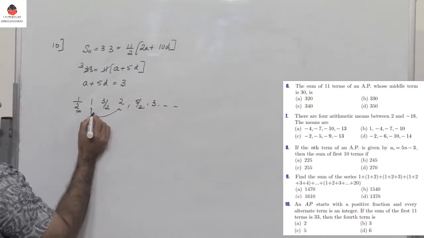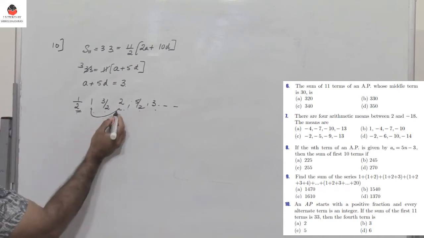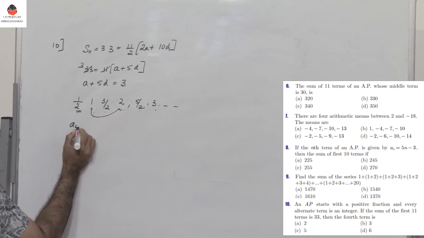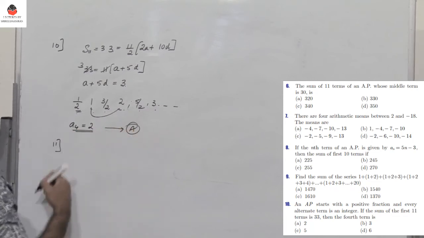So this is a1, a2, a3, a4, a5, a6. So the fourth term happens to be 2. So a4 happens to be 2. So the right option is option A.